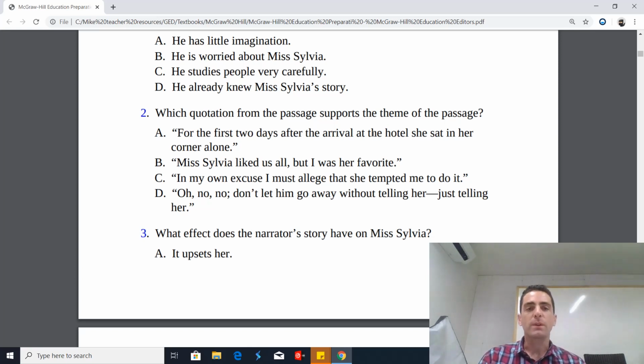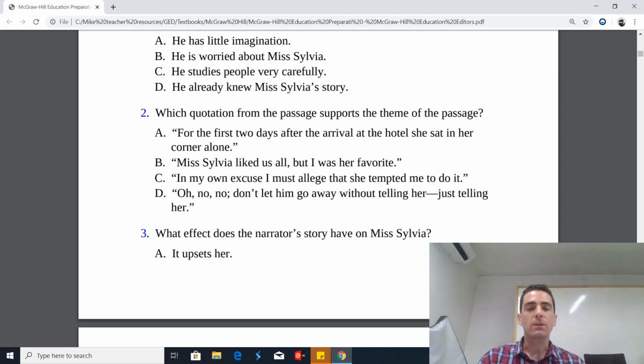Okay, so let's look at the first one again. This is connected to the theme of the passage. For the first 2 days after the arrival at the hotel, she sat in her corner alone. That's a bit too specific. It doesn't really connect to any theme at all. The theme is about lost love, about love slipping through the old lady's fingers at a young age. So A is not connected to that.